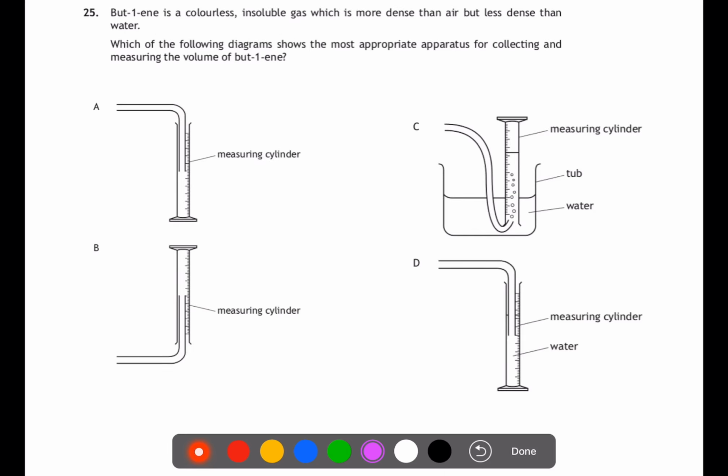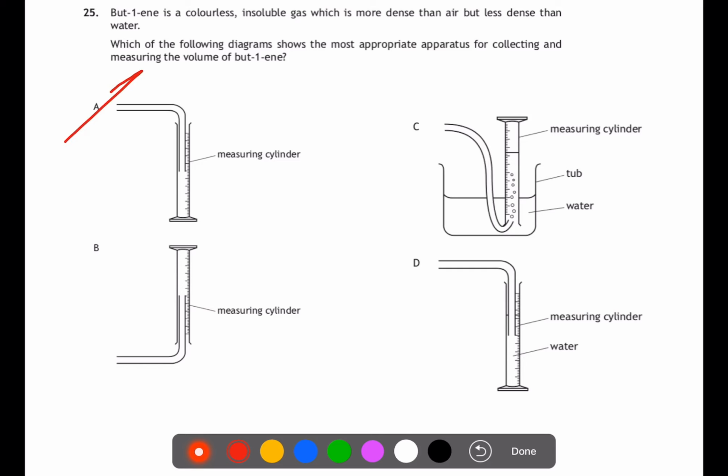Finally, question 25. But-1-ene is a colourless insoluble gas which is more dense than air but less dense than water. Which of the following diagrams shows the most appropriate apparatus for collecting and measuring the volume of but-1-ene? So as but-1-ene is more dense than air, we could use the measuring cylinder and have it sink to the bottom. However, as it's colourless, we wouldn't be able to measure this.